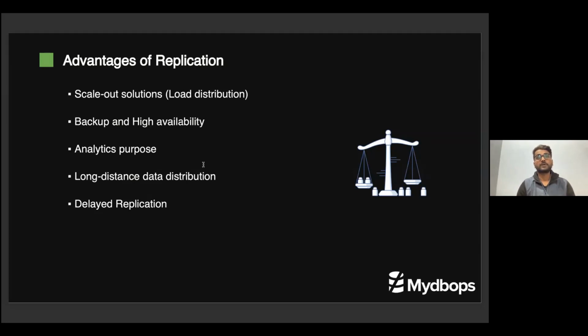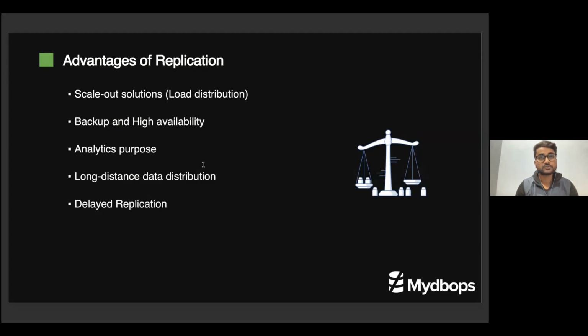We can have our backup configured on the replica, because the backup process will also consume some resources. If it is run on the master, it will take resources that will affect the server performance. It also acts as high availability. If we have multiple replicas and our master goes down, we can promote a replica as the master. And replicas can be used for analytical purposes.